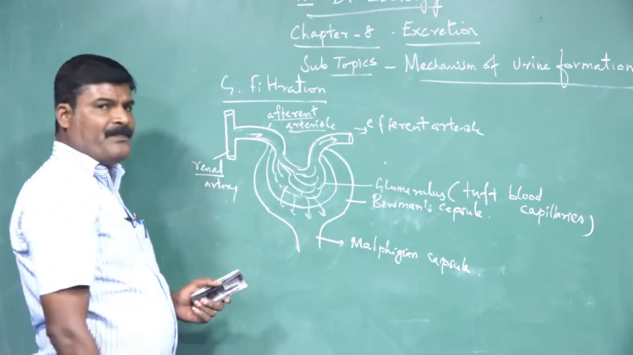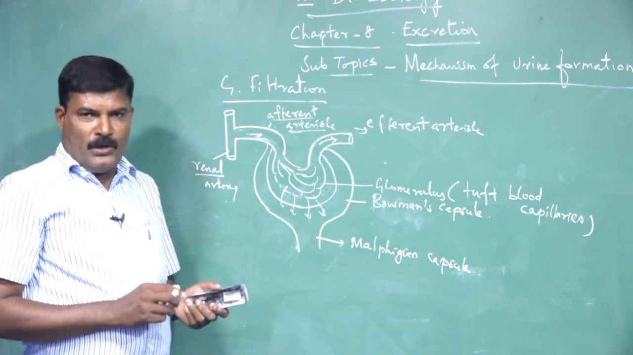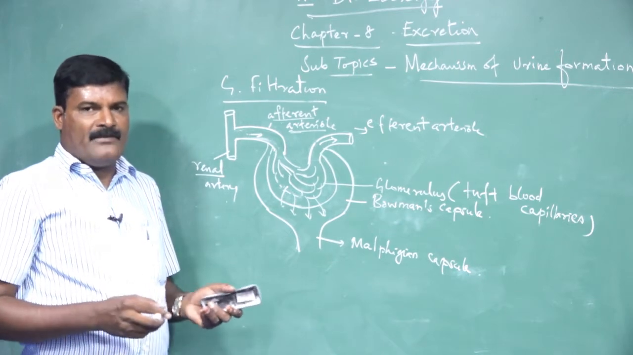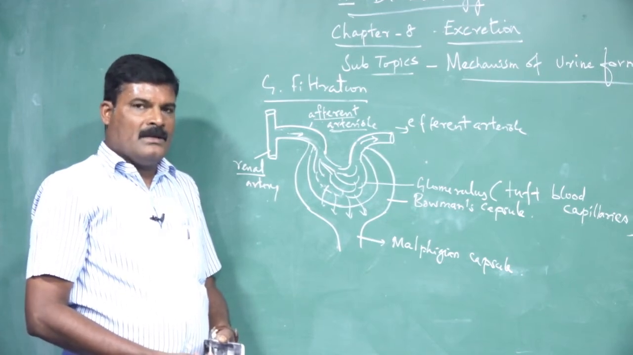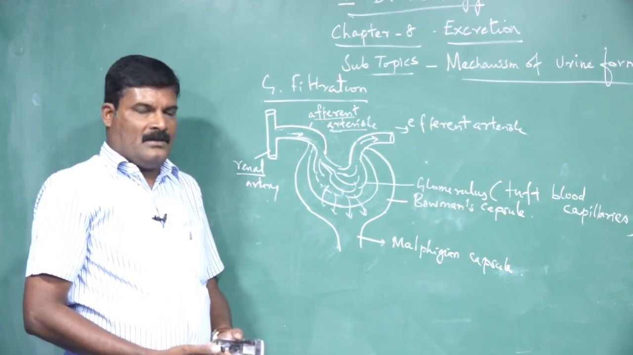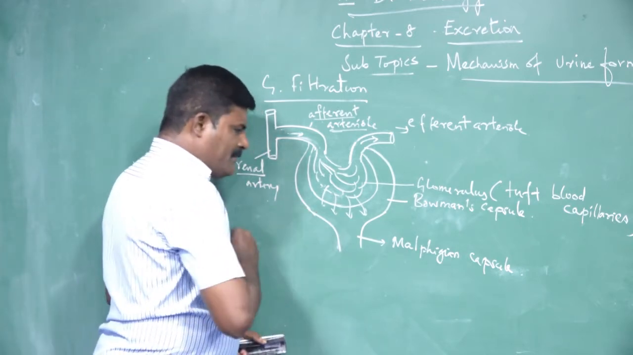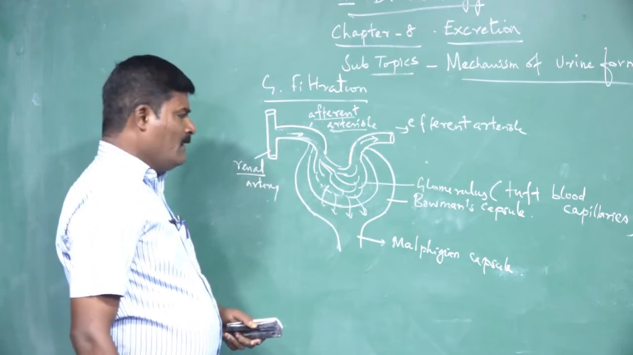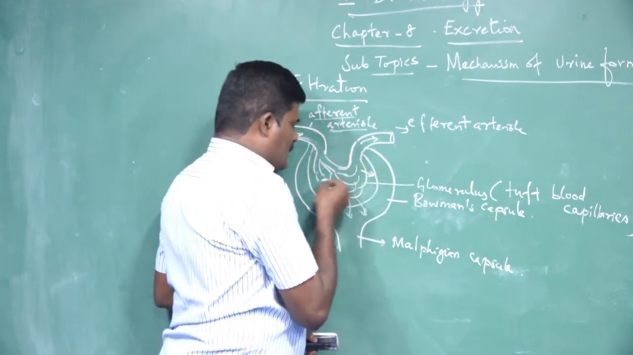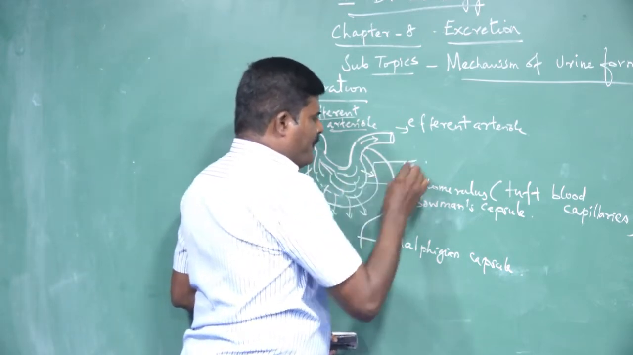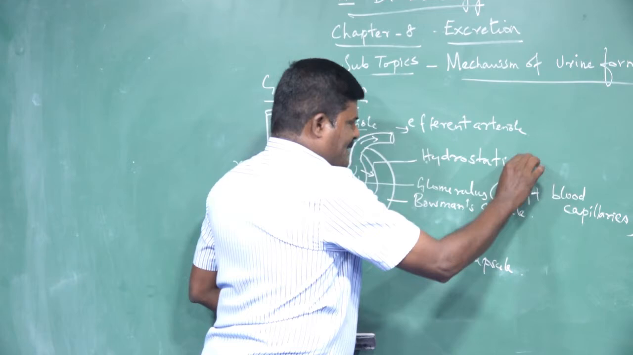So the kidney produces approximately 180 liters of glomerular filtrate in 24 hours. That is 170 to 180 liters. But not all of this glomerular filtrate enters the other parts. Mostly it is reabsorbed. Here, glomerular filtration occurs by three processes. The first process is hydrostatic pressure.